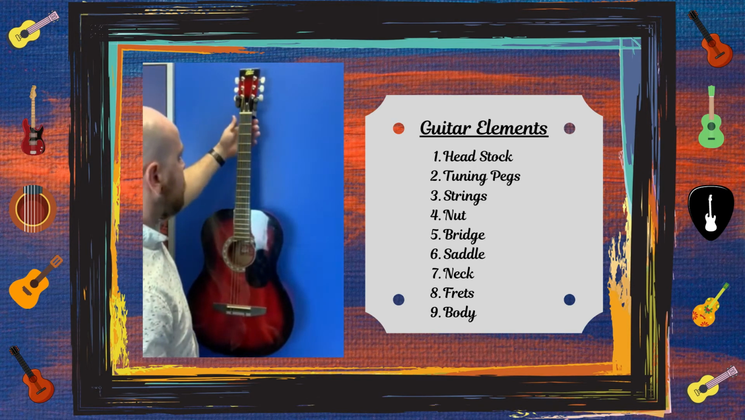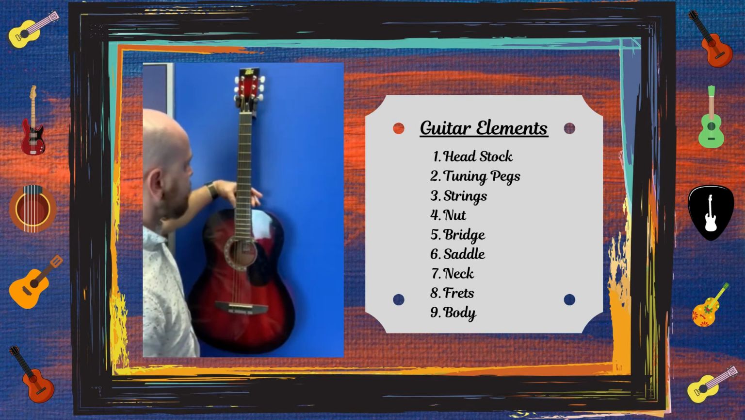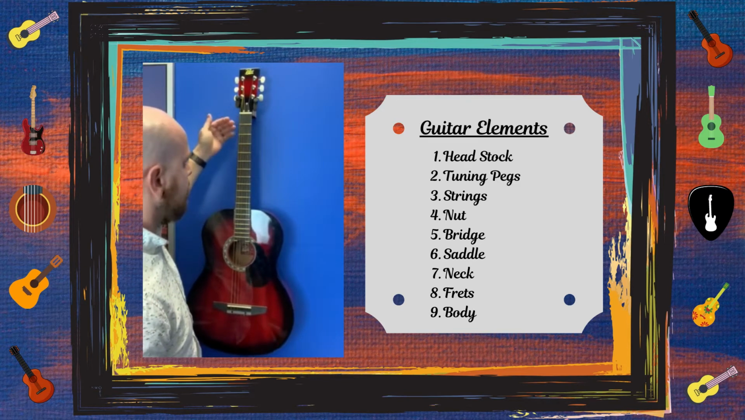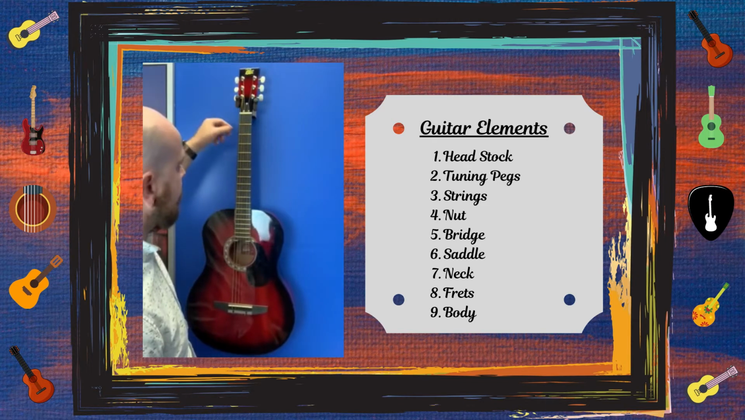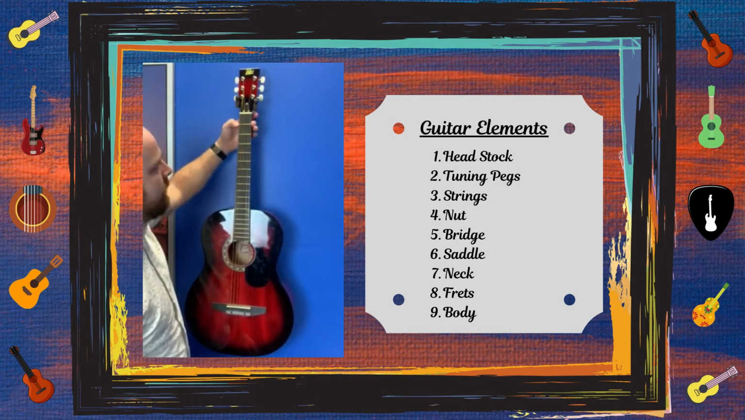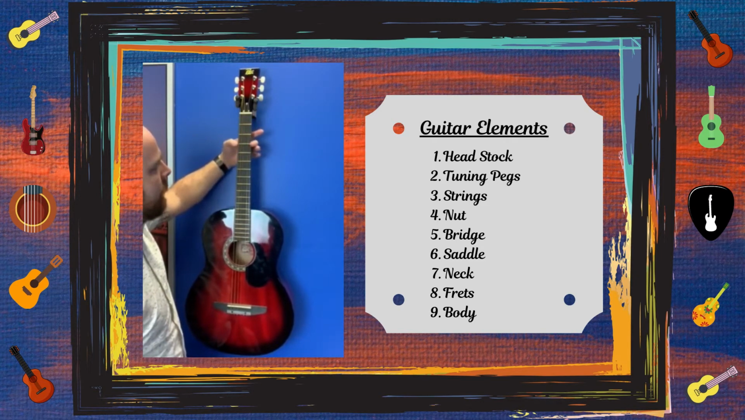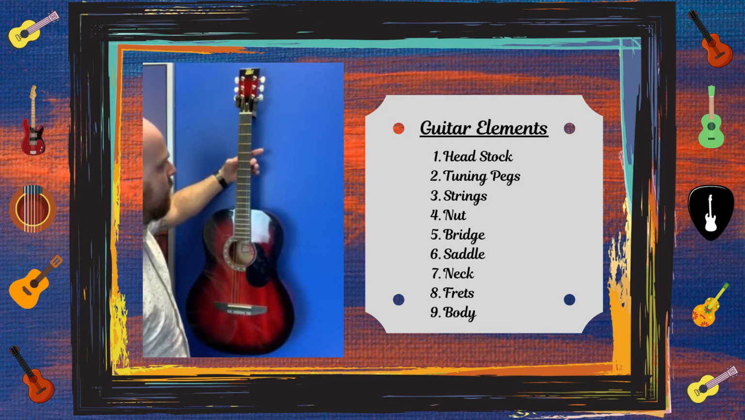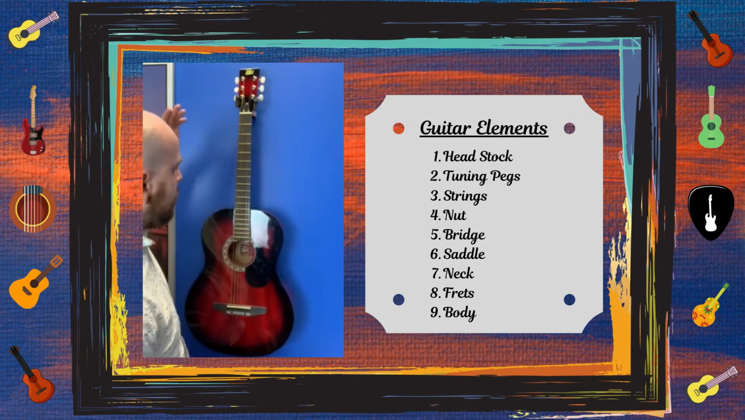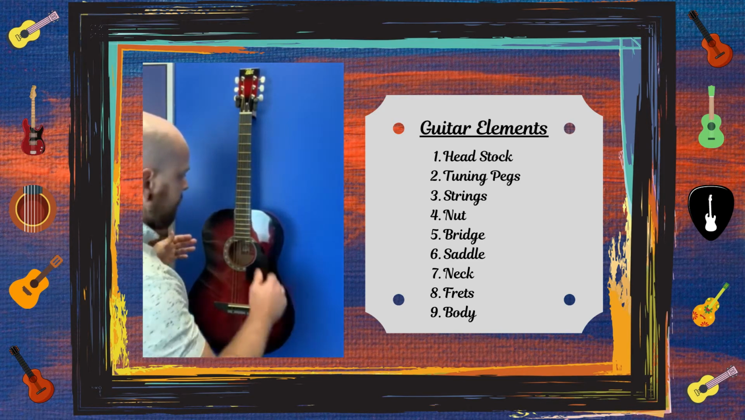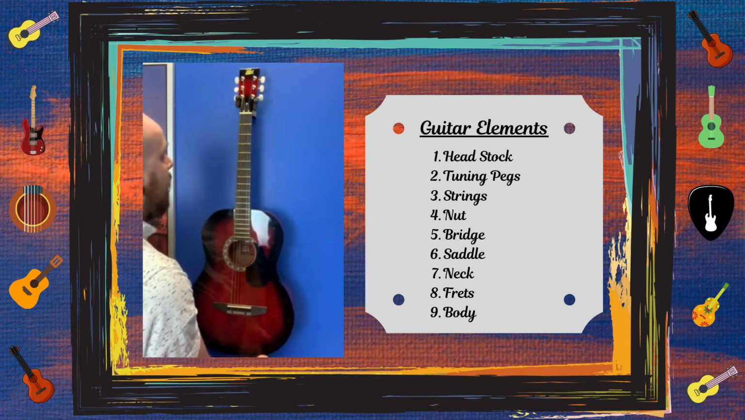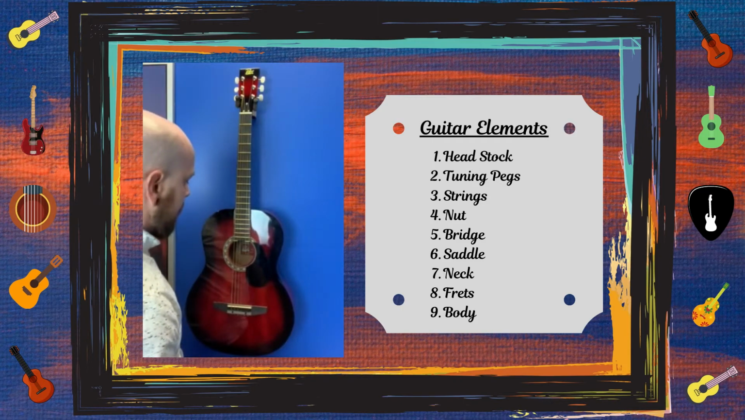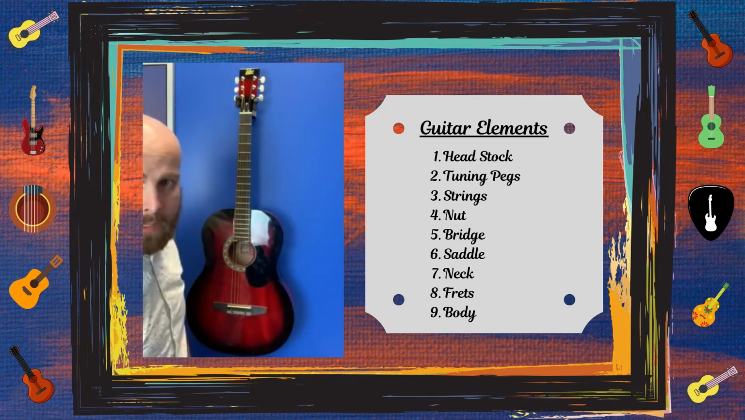Along this piece here, this is called your neck. Your neck holds your fretboard, and that's going to be these here. A fret is each of these little metal pieces that go along the neck. Then after that, you have what's called your body. That's this main piece right here at the base of the guitar. And that is all of the elements of the guitar.